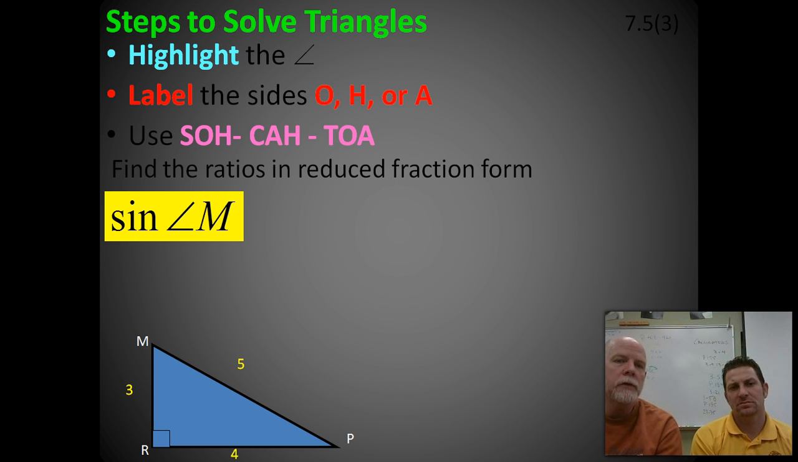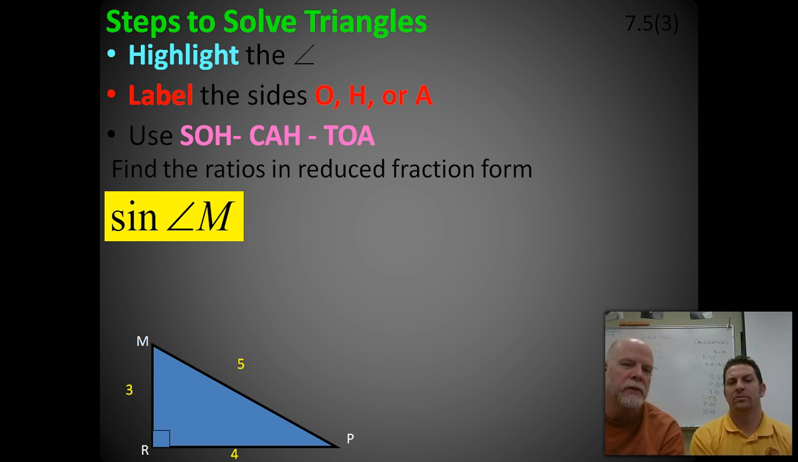So first of all, we're going to highlight the angle that we're talking about. Then you're going to label the sides based on that: which one is opposite of that angle, which one is adjacent to that angle, and then of course the hypotenuse. And then depending on which one you're being asked to use, the SO, the CA, or the TOA. Okay, so find the ratios in reduced fraction form is what the instructions say.